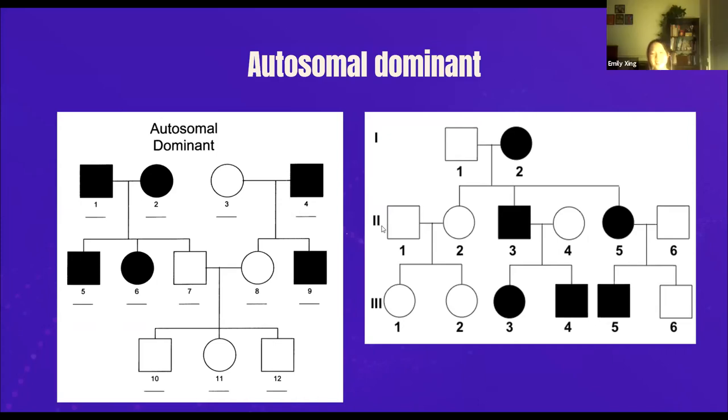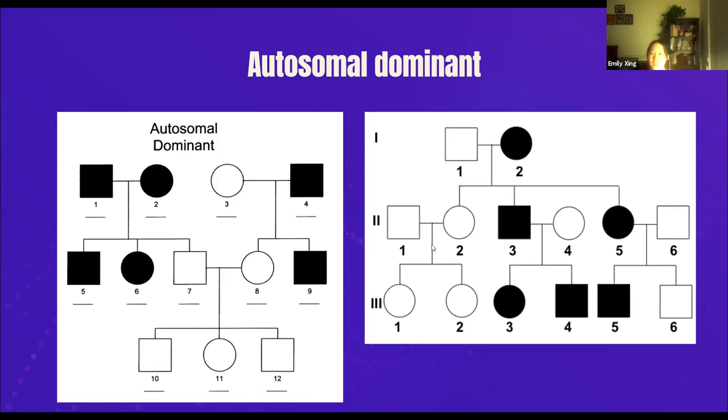Okay, but basically here, as you can see, if two parents are recessive, none of the offspring can get the trait. And if two parents are dominant, the offspring can be recessive or dominant.